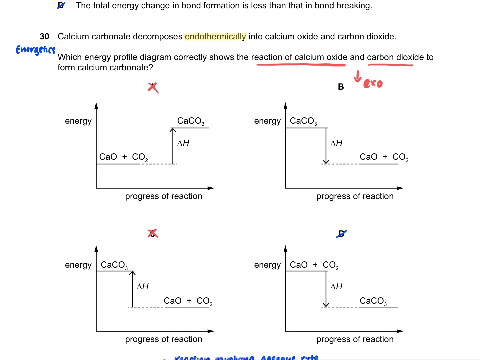A and C are out. In an energy level diagram, we always start with the reactants and go to the products. In this case, the reactants would be calcium oxide and carbon dioxide becoming calcium carbonate. The tricky part about this question is to recognize that we are looking at the opposite reaction to what is being described in the question.